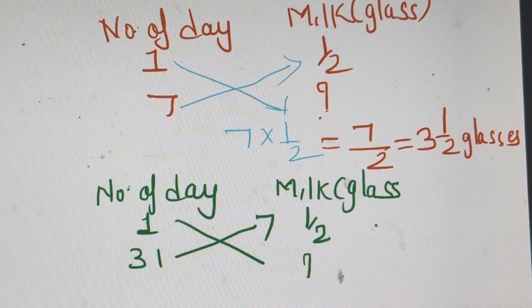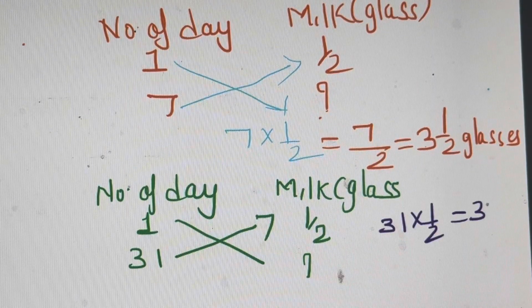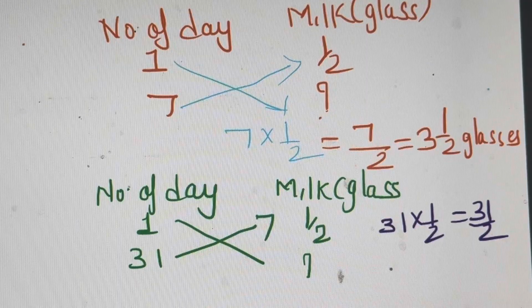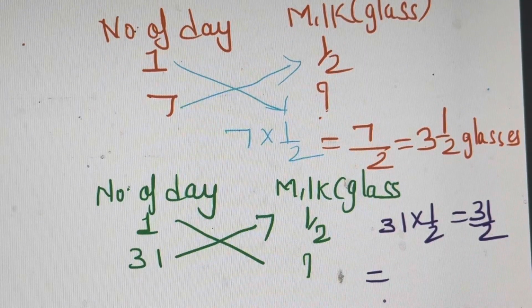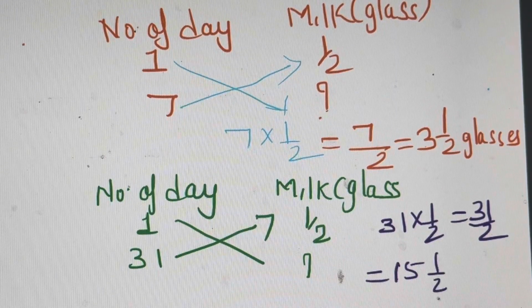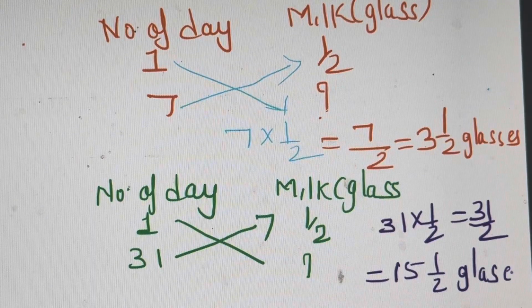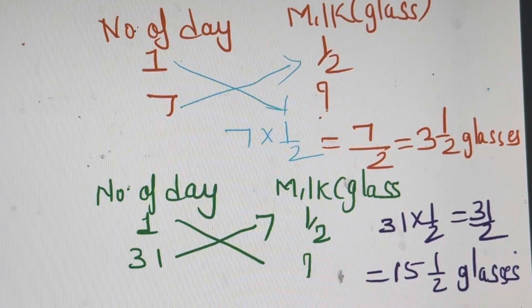it is 31 multiplied by half, that is 31 upon 2. Now this, when we convert it into mixed fraction, we get 2 15s are 30, one will be remaining. So 15 and half glasses. So in 1 month, he will drink 15 and half glasses. So this is answer number 1.